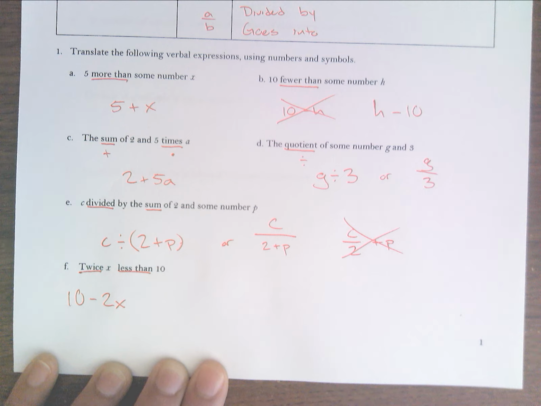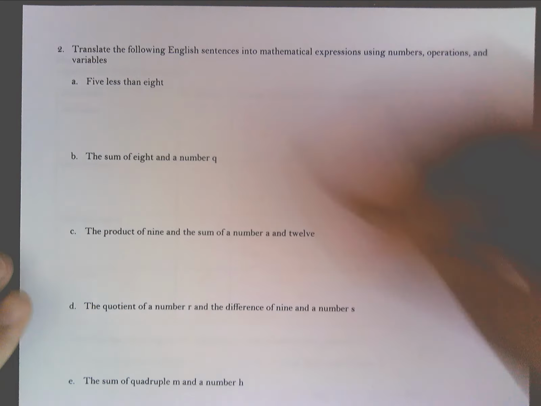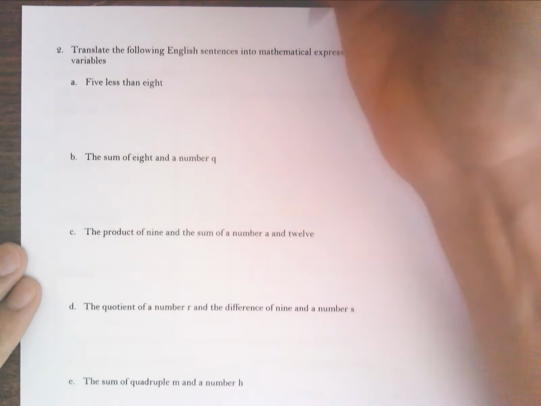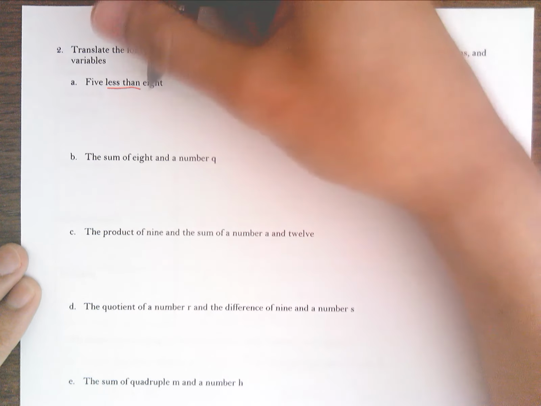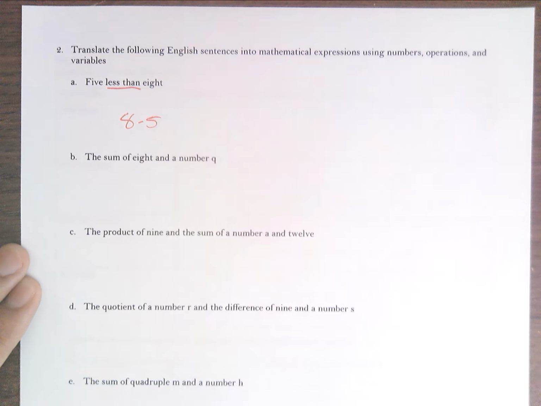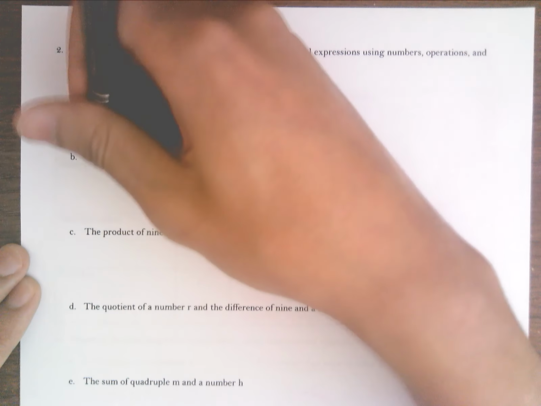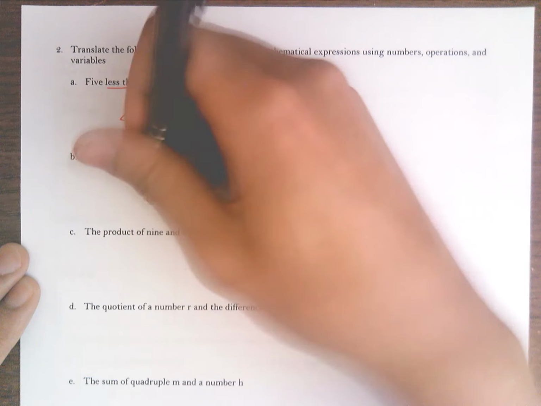Flip the page. All right, this next one, 5 less than 8. I see less than, so I'm thinking subtraction. And that's when we switch it. So now we have 8 minus 5. The sum of 8 and a number q. So sum tells me addition of 8 and a number q. So 8 plus q.